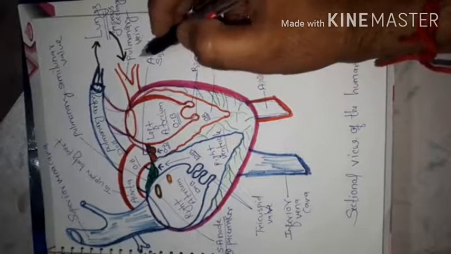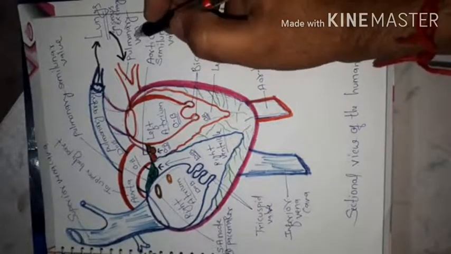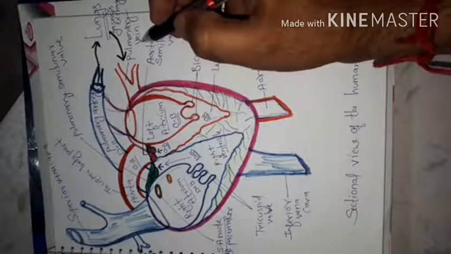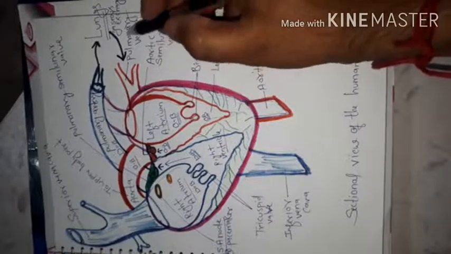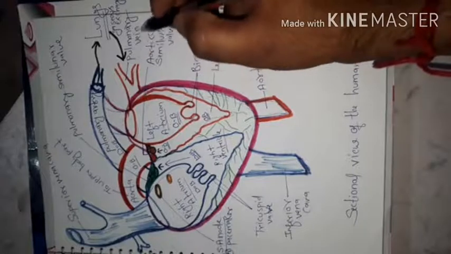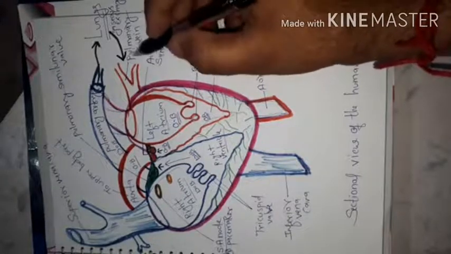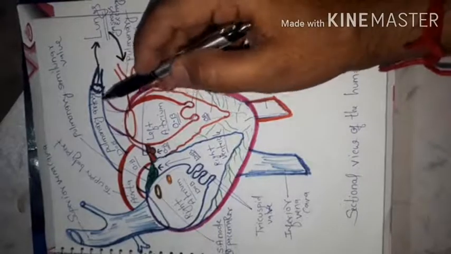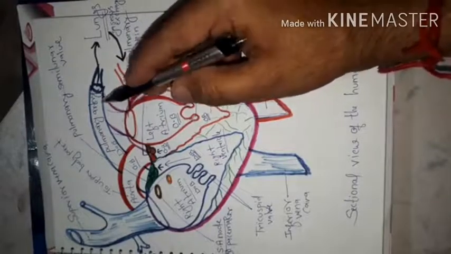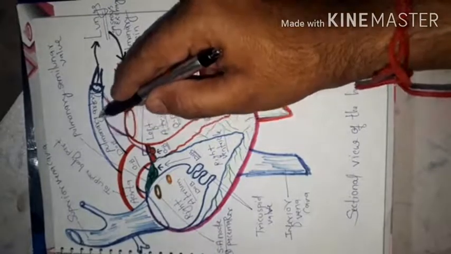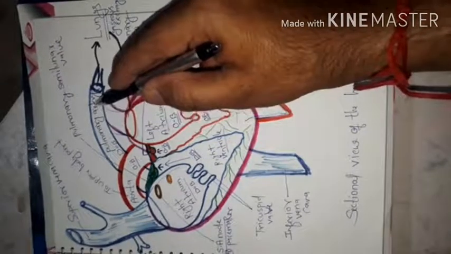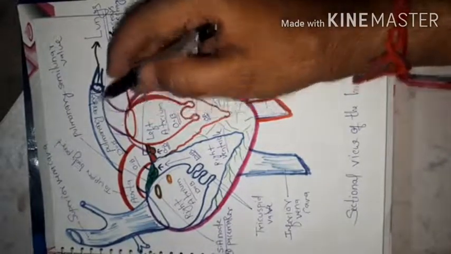Here one thing to notice is that all the veins possess deoxygenated blood except the pulmonary vein, because the pulmonary vein possesses oxygenated blood. Similarly, all the arteries possess oxygenated blood, but the pulmonary artery possesses deoxygenated blood.